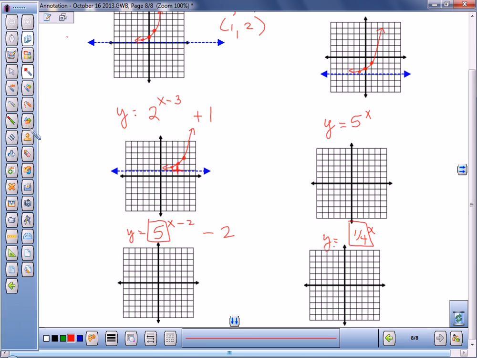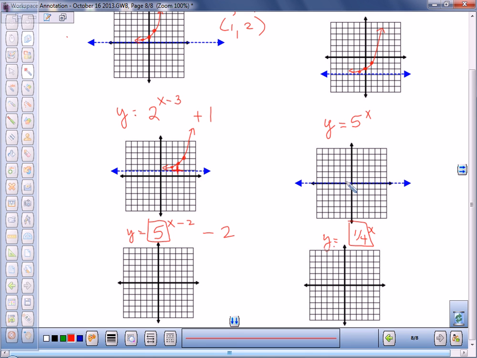Now when we change the base, we're changing our moves. There's nothing added to the end, so the intercept is here. The asymptote is here at y equals 0. But this time my base is 5. So if I go left 1, 5 to the -1st is 1/5. 5 to the 0 is 1. 5 to the first is 5. And here's my new function.